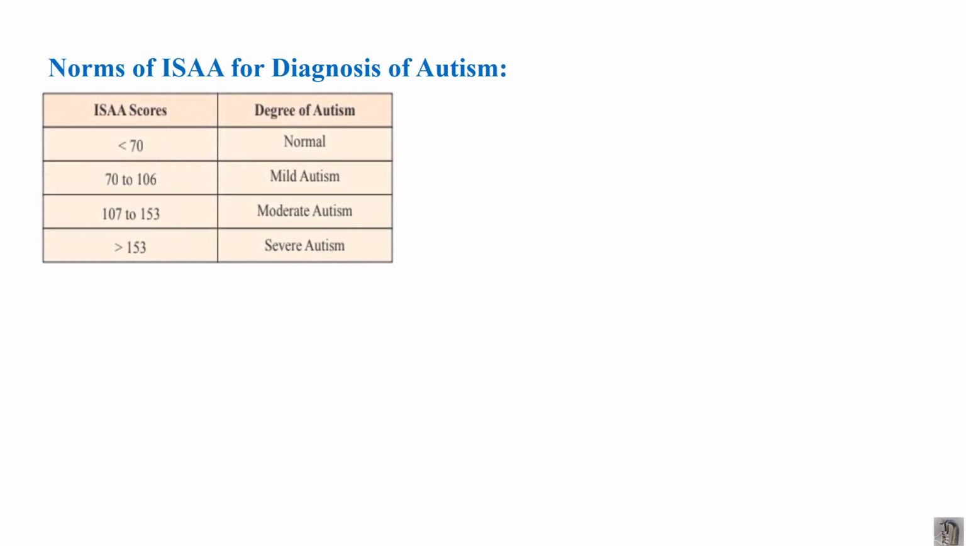So let us see the norm of ISSA for diagnosis. For example, after assessment, if you see the child is scoring less than 70, that means the child is normal. If the child scores 70 to 106, that means the child has mild autism. If the child scores between 107 to 153, the child has moderate autism, and above 153 is severe autism. So these are the norms which you have to follow to tell whether the child is normal or severe.